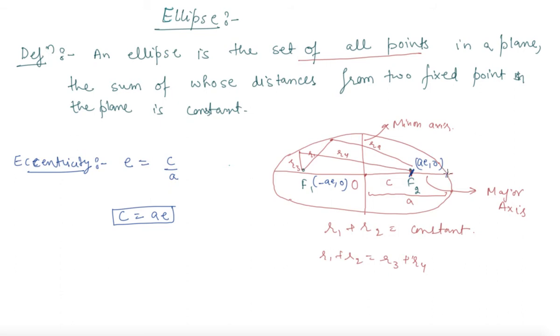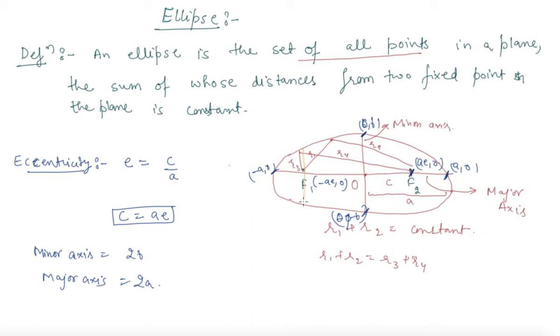Okay, and the coordinates of these endpoints are (A, 0), and this is (minus A, 0). And for the minor axis it is (0, B), and this is (0, minus B). Okay, so the length of the minor axis is 2B, and major axis is 2A.